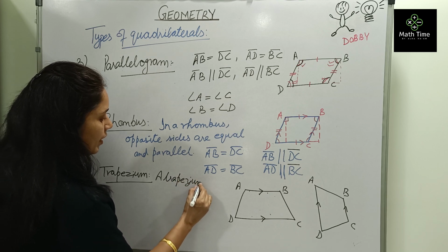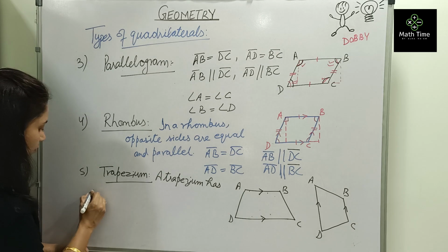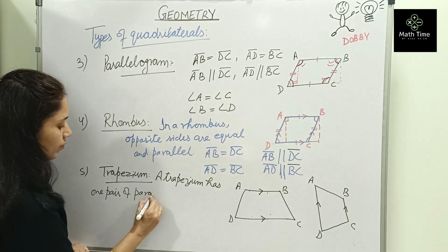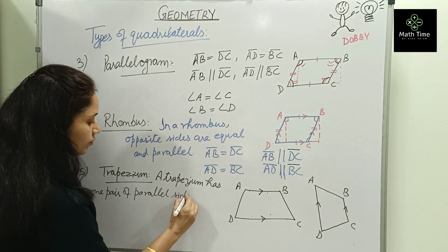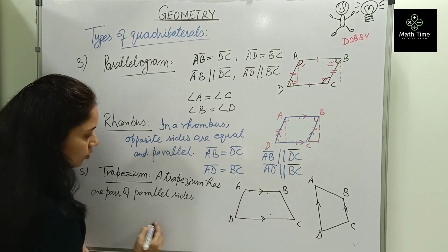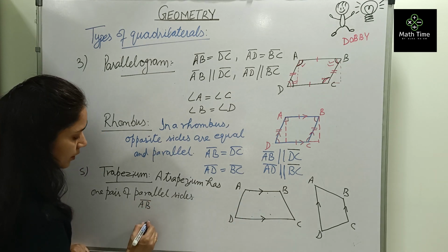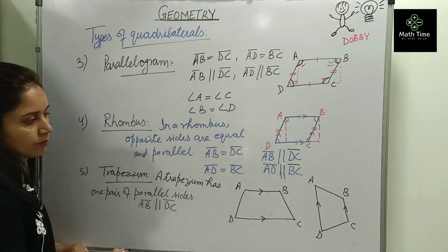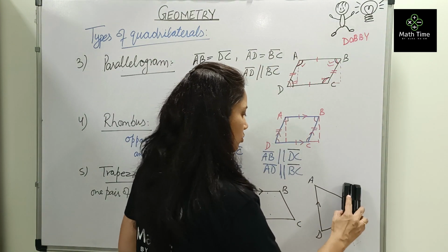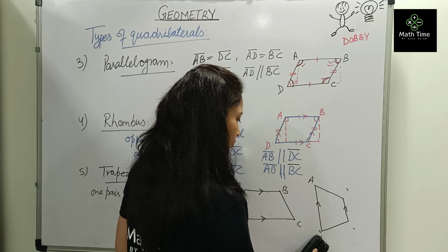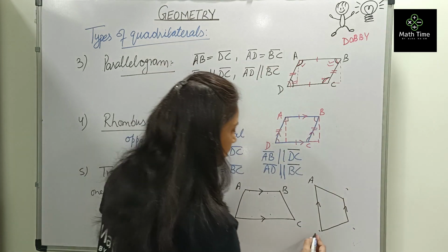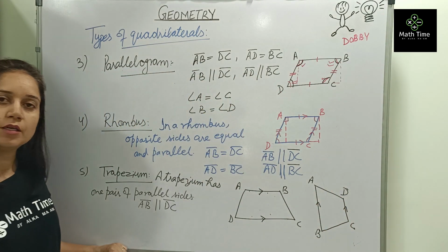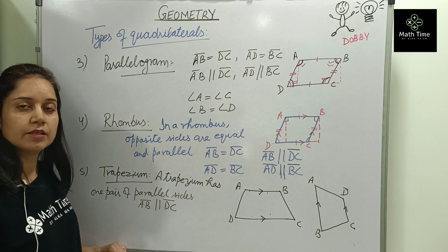A trapezium has one pair of parallel sides. That is, here shorter one AB is parallel to longer one DC. I am changing the labeling here also so that you don't get confused. AB and DC. Okay. So this is a parallelogram. So this is a trapezium.